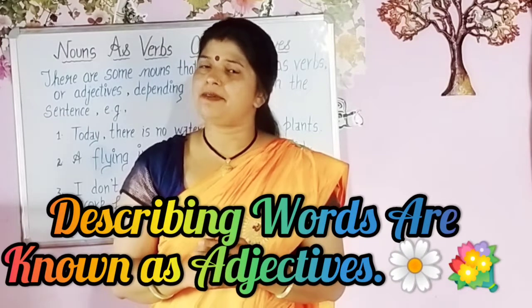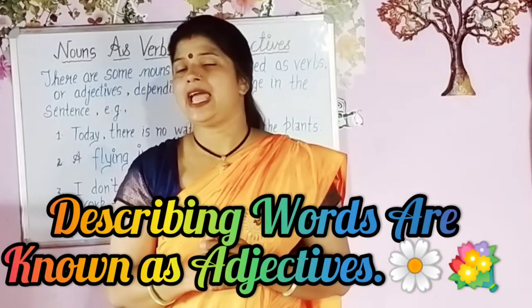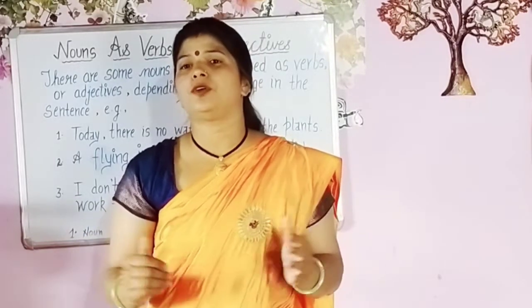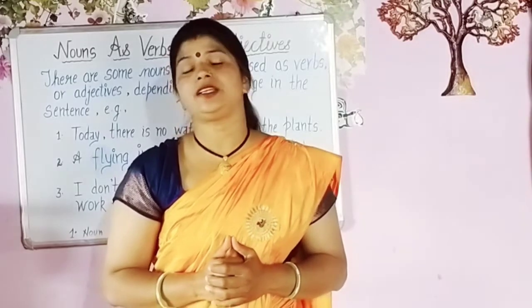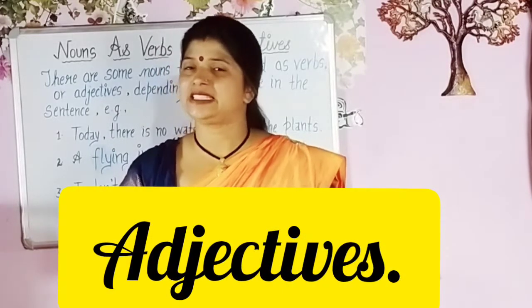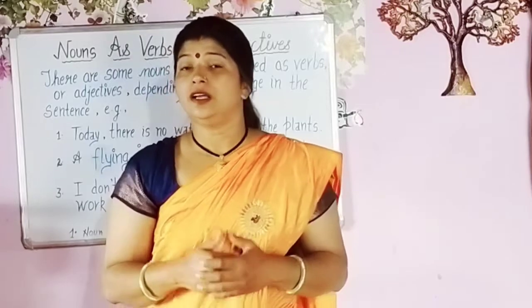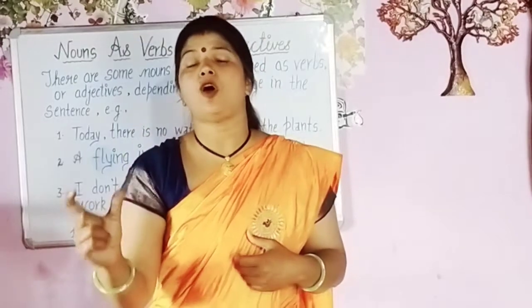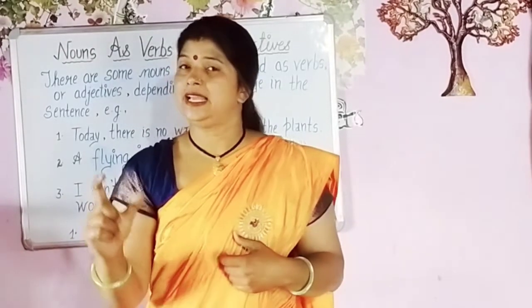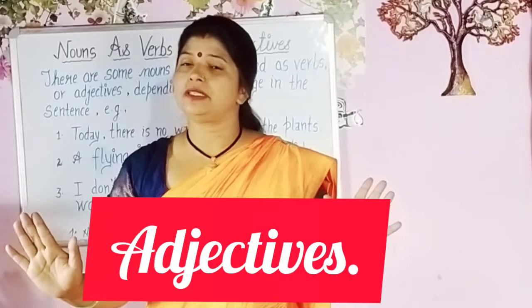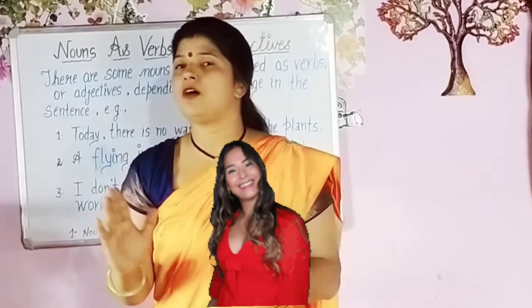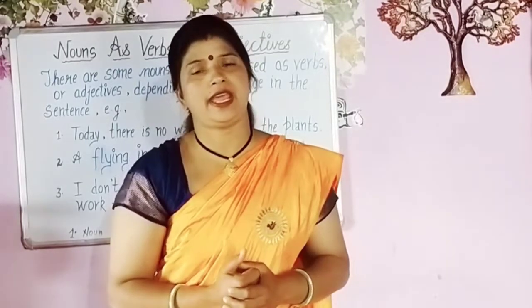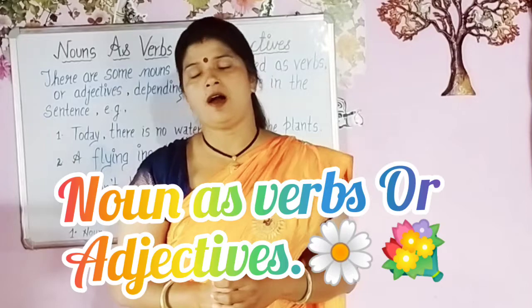Describing words are known as adjectives. The words which tell us something about a noun or pronoun, or add something to it, are known as adjectives. Adjective means, beta, all the describing words, whatever we are describing about the noun and pronoun. I hope you have recalled all the definitions of noun, verb and adjective. Now, the exercise we are going to learn today is noun as verb or adjective.